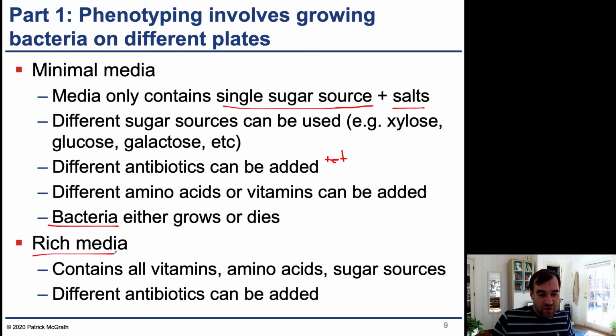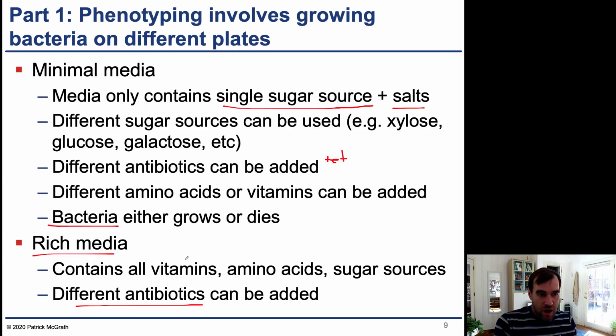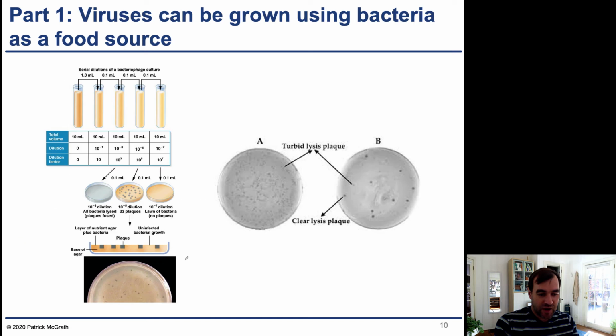And then you can also use rich media. Rich media typically means that it has every single amino acid that you need, every single vitamin that you need. You could also supplement that, for example, with antibiotics. If you added antibiotics, then strep sensitive or tet sensitive or whatever antibiotic you're using, those bacteria colonies would still die. All right, so this is the basics of growing bacteria and phenotyping bacteria.